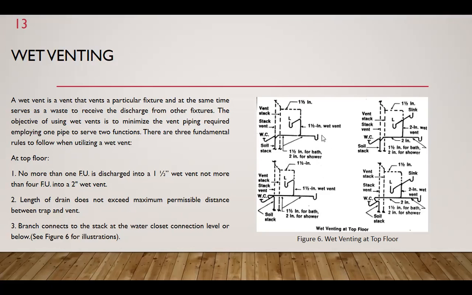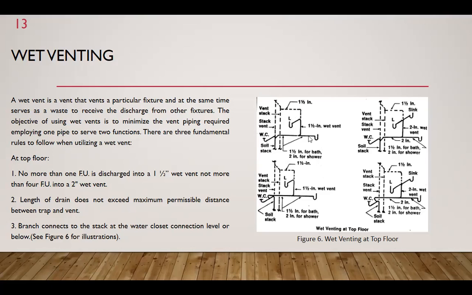Halimbawa ito, for bath o for shower, ito shower to. So ang vent niya, ito na rin. Kasi sinabi, for a particular fixture, ito yung vent para dyan. Nag-receive naman siya ng discharge dito sa laboratory. Okay? So yan ang ibig sabihin niya. So, pwede yan idugtong mo. May vent ka na. Yan.